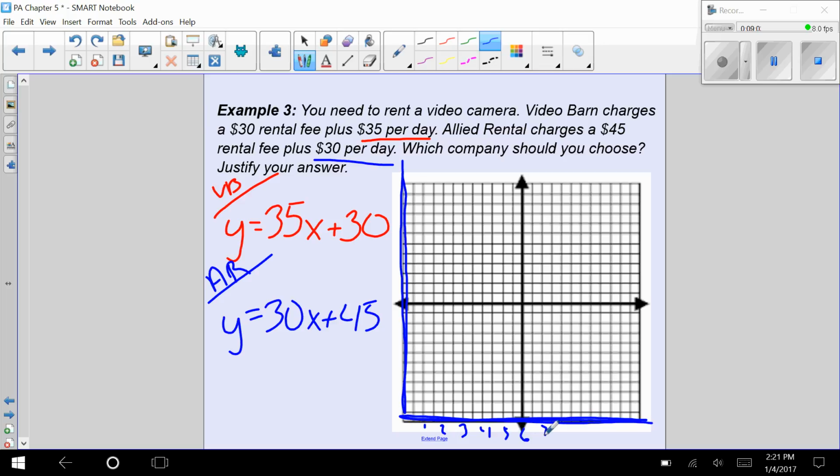At the side, I'm going to go up by tens. So 10, 20, 30, 40, let's mark 50, 60, 70, 80, 90, 100, 110, 120, 130, 140, 150, 160, 170, 180, 190, 200, and that should be about enough. Now let's plot some points. 35x plus 30. So we're going to start at 30.